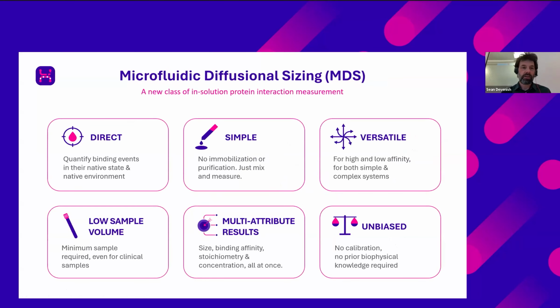So this is my last slide. Hopefully I've given you, in this brief talk, a bit of an overview of the technology, and have shown you how microfluidic diffusional sizing is a direct way of measuring binding. Because we're looking at the size, it's a very direct and straightforward, easy to understand technology and approach for characterizing interactions. It's a very simple technology, so there's really nothing more to it than mixing and measuring.